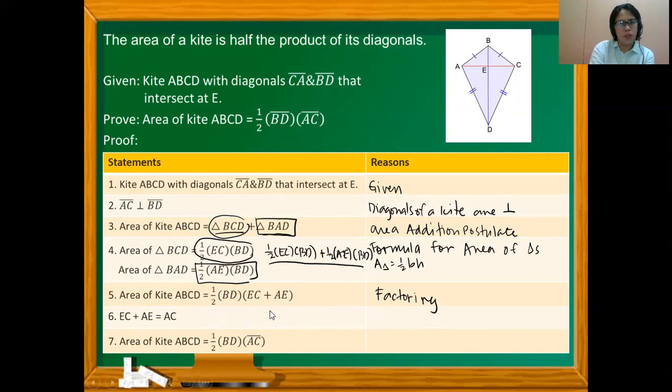Now, EC plus AE is AC. So again, EC plus AE equals AC. And this is about segment addition postulate.